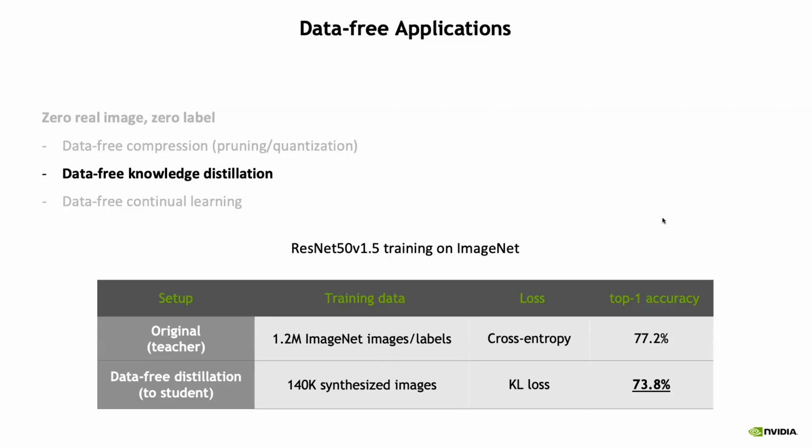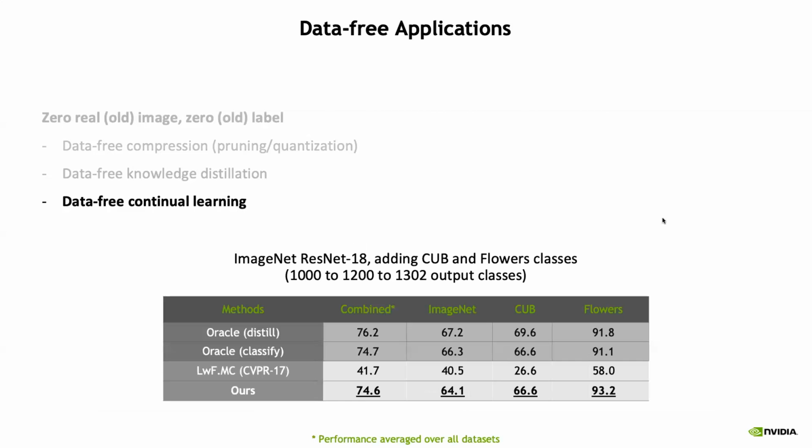It seems the data set captures the original distribution pretty well with only 0.14K synthetic images. We are able to transfer the knowledge into a new student, which is the same architecture as the teacher. Here is a ResNet 50, trained from scratch on ImageNet, achieving 74% top-1 accuracy, which means it captures the data set pretty well. And for continual learning, same situation, it outperforms the previous learning without forgetting by a quite substantial margin, and approaches the oracle pretty well.